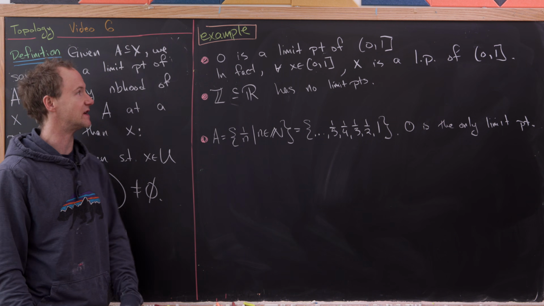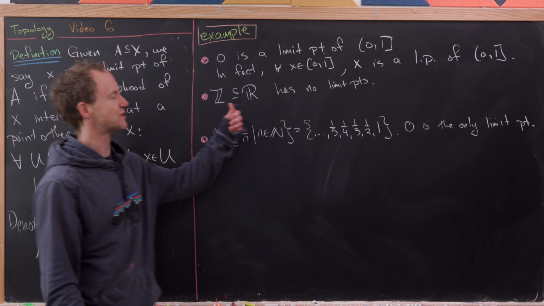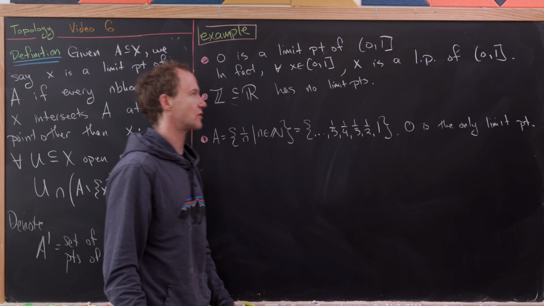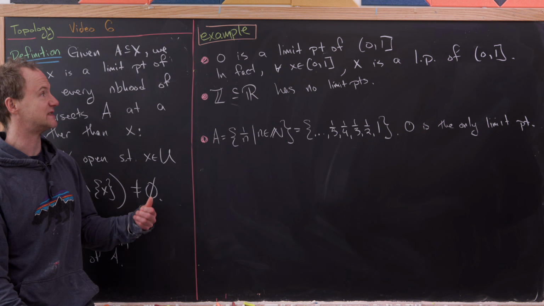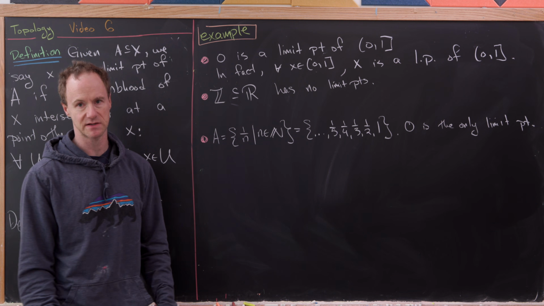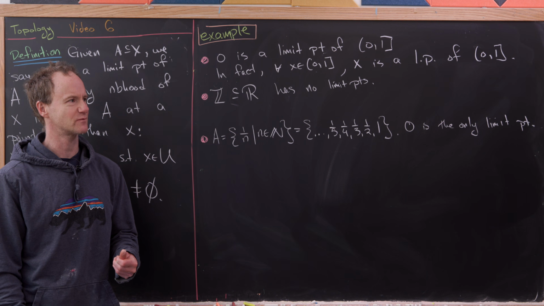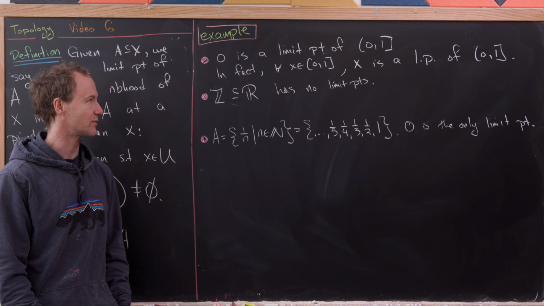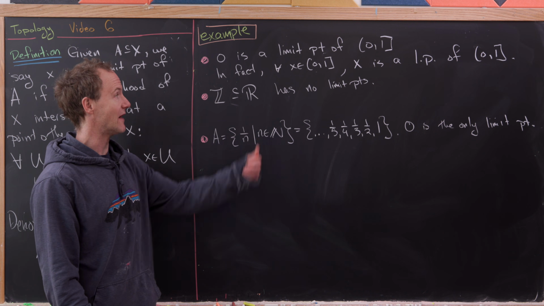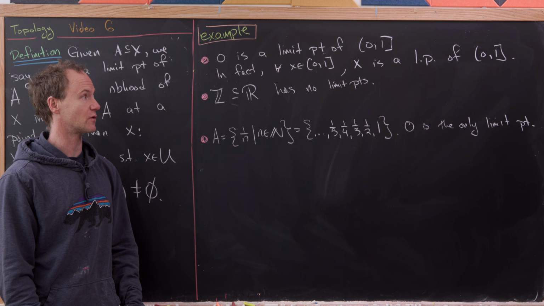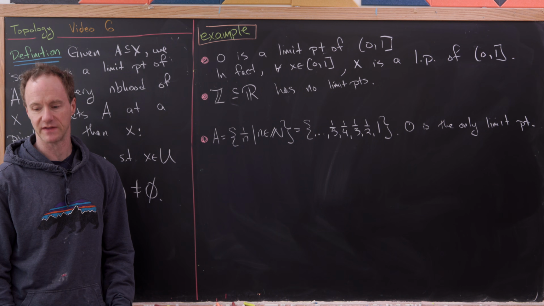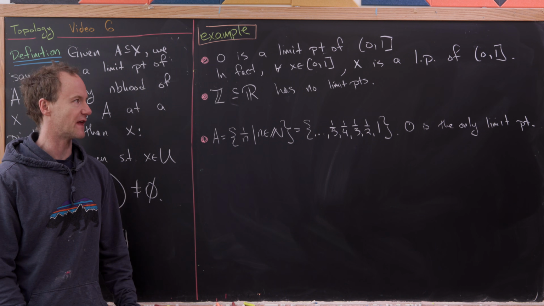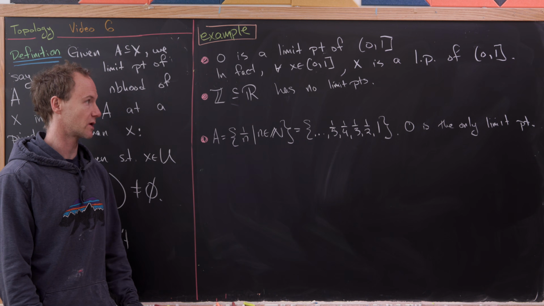Now let's look at some examples. Let's observe that in the half open interval 0 to 1, not including 0, 0 is a limit point. And in fact, we essentially proved that in the previous example. And also, every element of the set from 0 to 1 is also a limit point of the set from 0 to 1. We won't prove that carefully, but I think that's pretty straightforward.